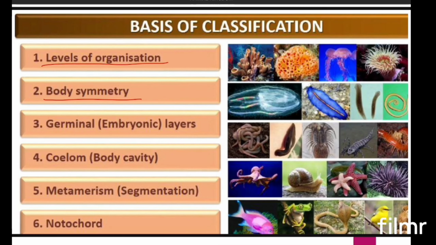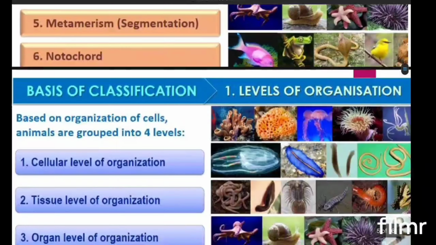After that they even took as a basis the coelom, the body cavity, the presence of coelom: coelomate, acoelomate or pseudocoelomate, that has also been seen. After that segmentation, that means whether they are metamerically segmented, whether metamerism is present or not. That is also taken as a basis of classification. Then at last they have taken the presence or absence of notochord as a basis of classification. So we will go one by one in detail.